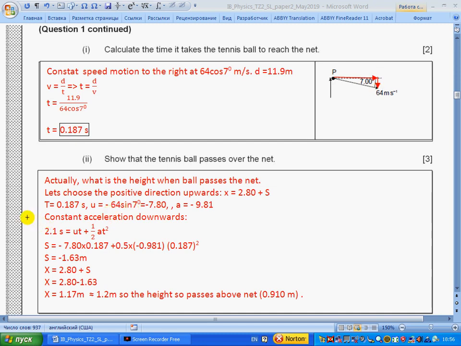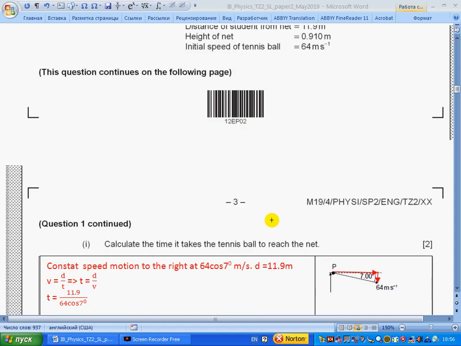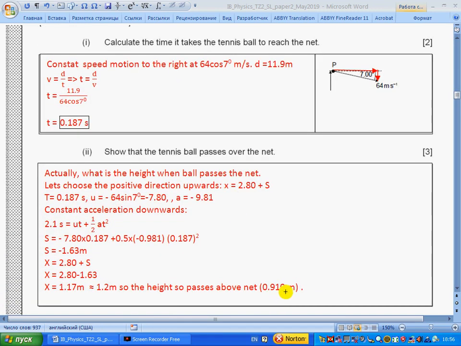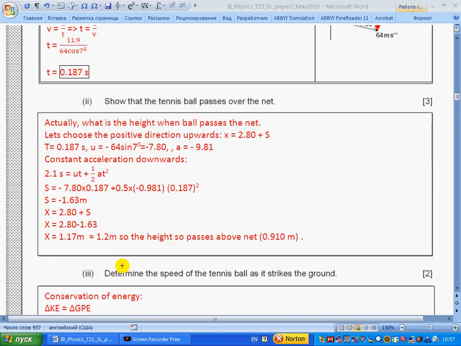So constant acceleration downwards, we need section 2.1, the displacement formula without v. We choose the formula without v, substitute values, and we get a displacement of minus 1.63. It means that the coordinate at this time will be 2.80 minus 1.63, 1.17 or 1.2 to two significant figures. So the height that it passes above the net, which is at 0.910. So 1.2 is greater than 0.91. So it passes over.